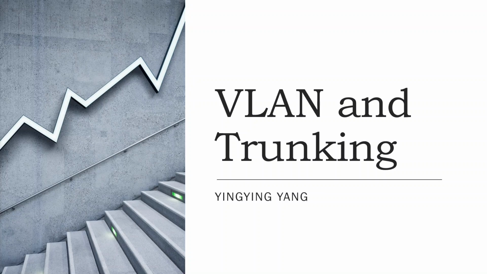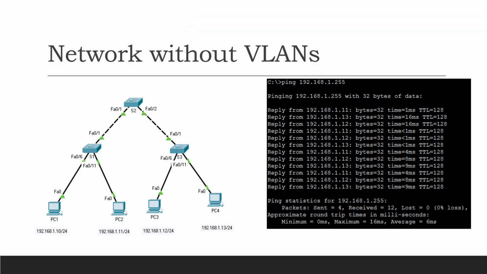In this video, I'm going to introduce you to VLAN and trunking. Let's look at a simple network topology. In this topology, we have 4 PCs connected to 3 switches. The 4 PCs are in the 192.168.1.0 network. They have IP addresses .10, .11, .12, and .13.